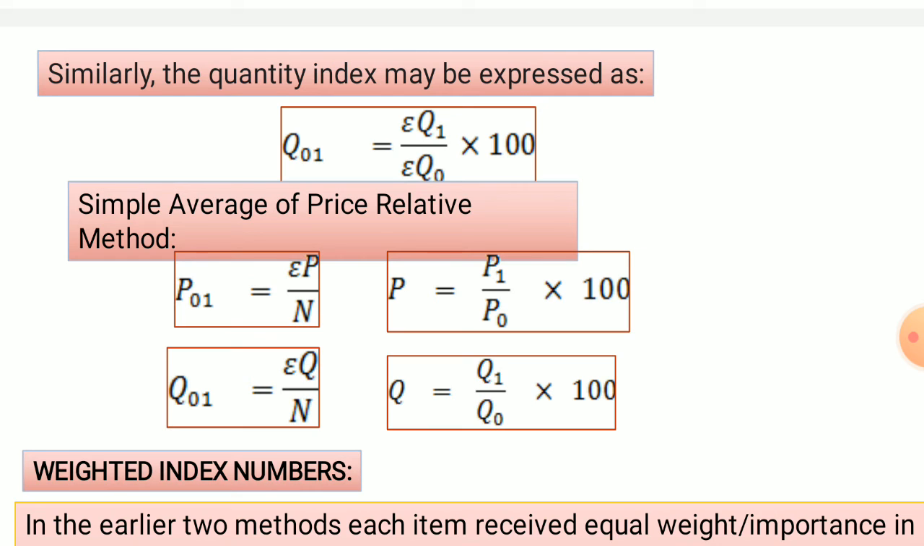Simple average of price relative method. This is the second category of unweighted index number, and this is also a simple method of constructing index numbers. The formula to calculate index numbers under this category is that P01 is equal to sigma P by N, where P can be known as P1 by P0. P means what? Price relatives. So the price relative can be calculated as P1 by P0 into 100. Now Q01 is equal to sigma Q by N, where Q can also be computed as Q1, current year quantity, divided by base year quantity into 100.